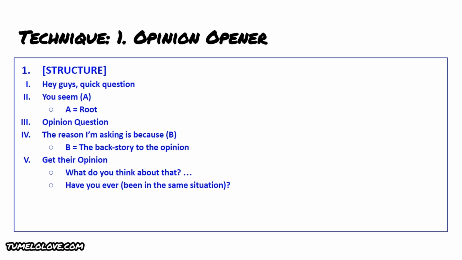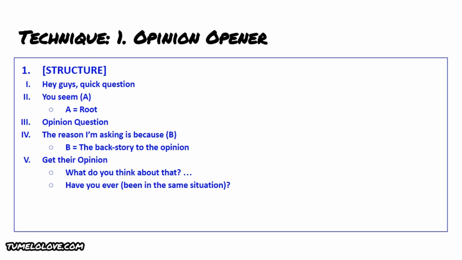And then number 3, the opinion question, is the actual question for the opinion that you want. Examples are, does this jacket make me look gay? Do drunk I love yous count? Would you go to an ex's wedding? Et cetera, so many opinions that you can ask. So you simply ask the question: hey, quick question, you seem fashionable. Does this jacket make me look gay?